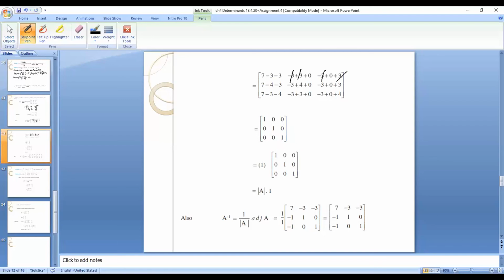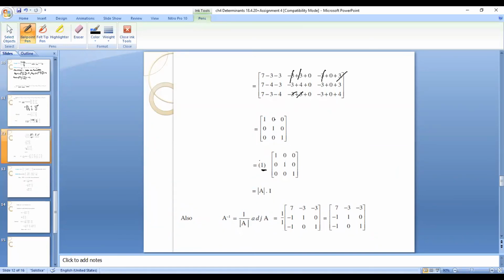7 minus 7, 0. This is 1. This is 0. 7 minus 7, 0. Minus 3 plus 3, 0. Minus 3 plus 4, 1. So we are getting this 1 0 0, 0 1 0, 0 0 1, and if I am multiplying it with 1, it will not make any change.